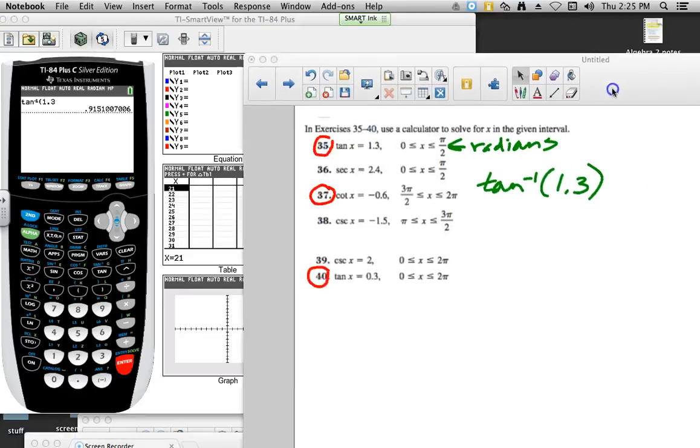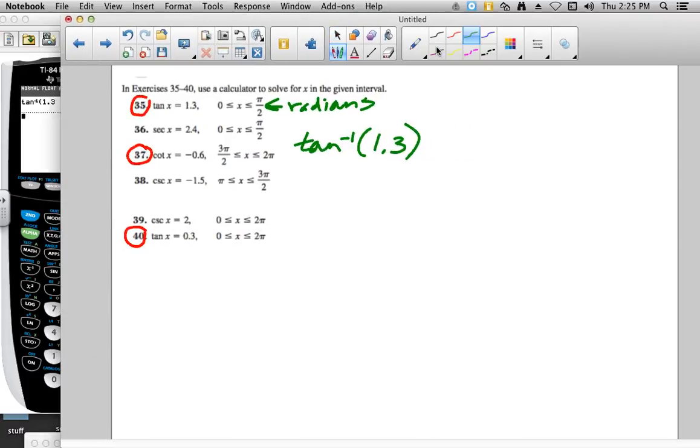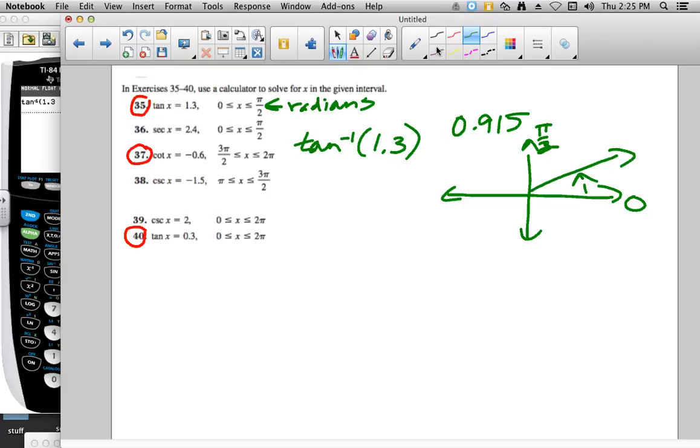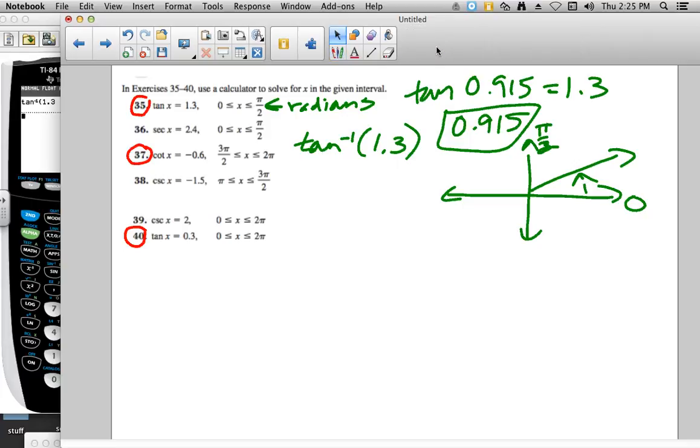So 0.915. Now we want to make sure that that fits the interval that they had this in. And they wanted the interval to be from 0 to pi over 2. So from 0 to pi over 2 would be 0, and then figure out what pi divided by 2 is. And pi divided by 2, 3.14 divided by 2, 0.915 is definitely in here. So that would be our answer. The tangent of 0.915 equals 1.3. And there it is. So this is using the inverse keys is what this is about.